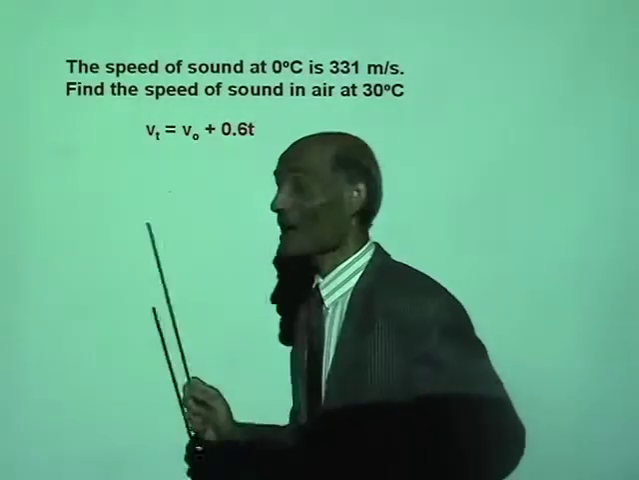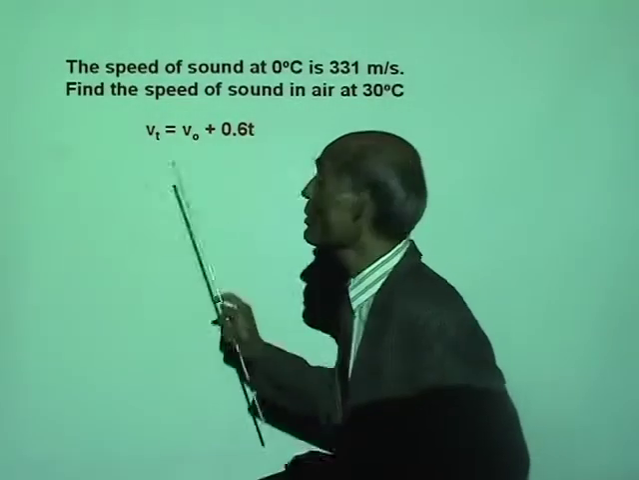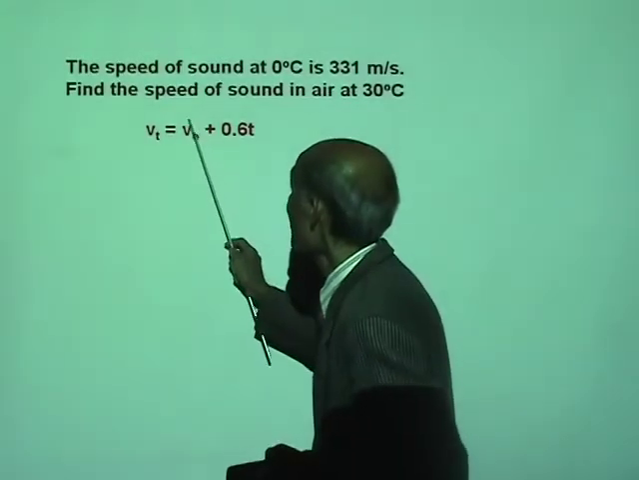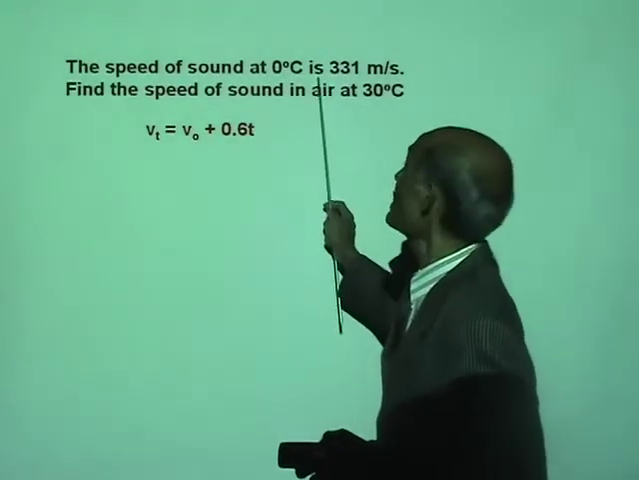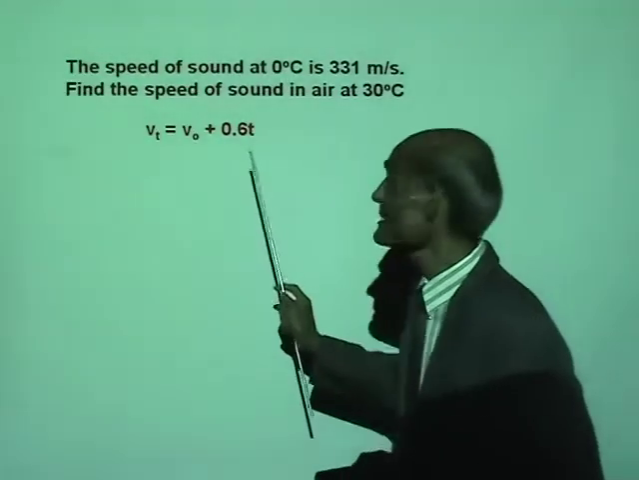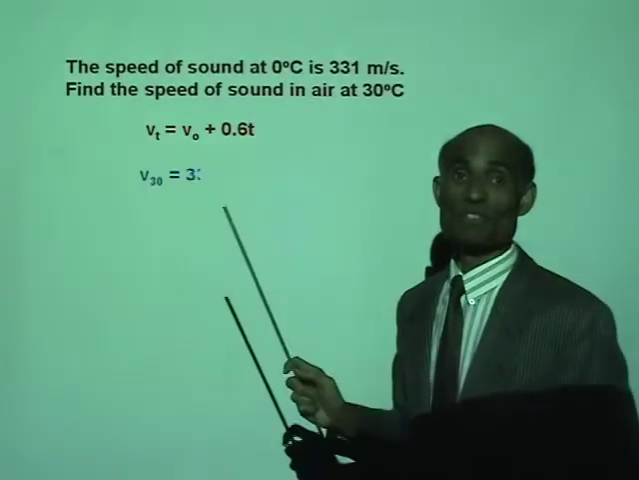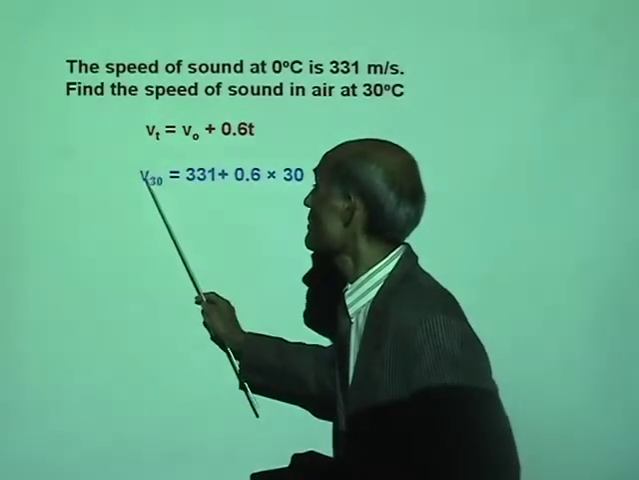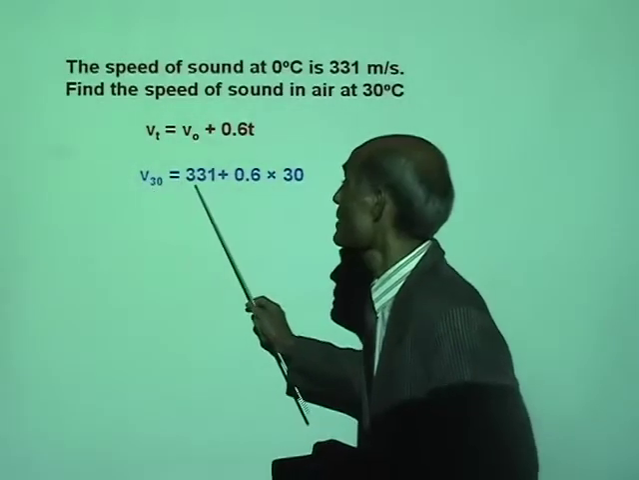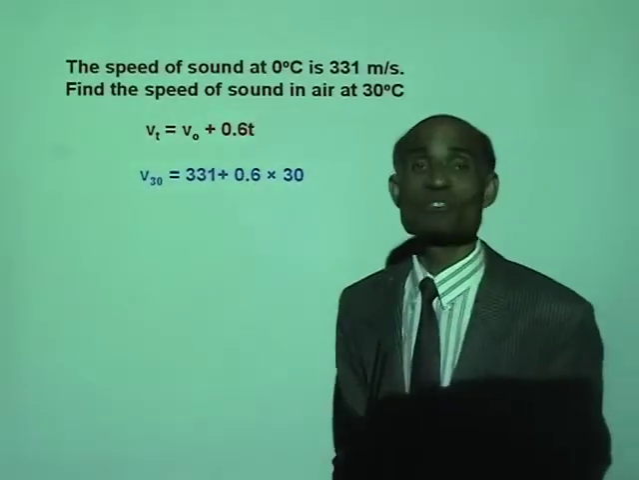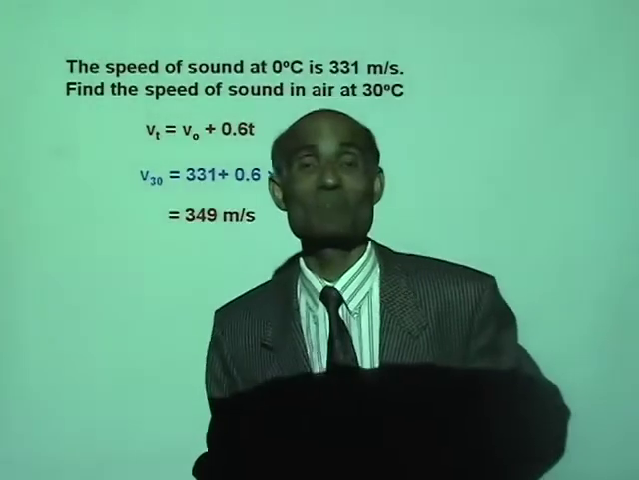Alright, bring back our equation. We have V sub T equals V sub 0 plus 0.6 T. Now, V sub 0 is the speed of sound at 0 degrees Celsius, and that is 331 meters per second. And what is the value of T, the temperature? 30 degrees Celsius. So using that value, we get V30, the speed of sound at 30 degrees, is 331 plus 0.6 times 30, that is 349 meters per second.